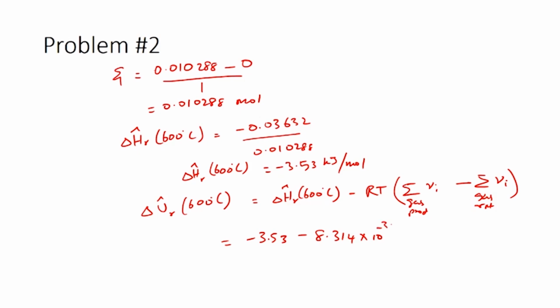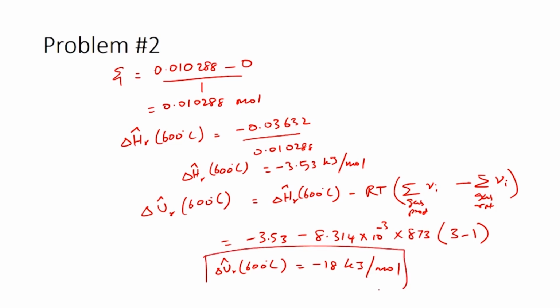So, this would mean minus 3.53 kilojoules per mole minus 8.314, which is the value for R, times 10 power minus 3, because everything is in kilojoules, so I am converting it into appropriate units, multiplied by the temperature, which is 873 Kelvin, times the gaseous products, which are actually 3 moles. So, 1 plus 1 plus 1 minus 1 for the reactant. This gives delta UR at 600 degrees Celsius as minus 18 kilojoules per mole.